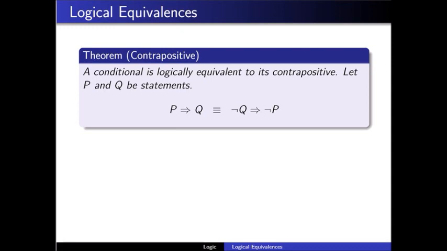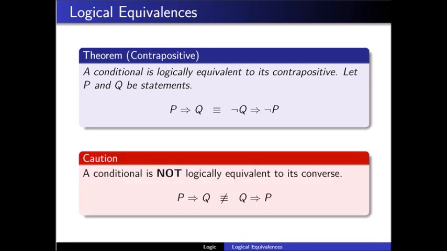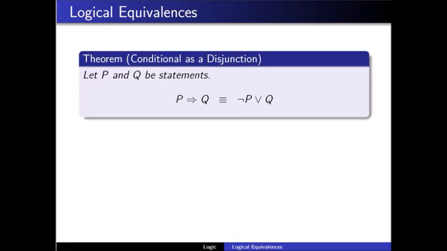As it turns out, this is a correct observation. A conditional and its contrapositive are logically equivalent, and here we see it in the form of a theorem. P implies Q is logically equivalent to its contrapositive, not Q implies not P. However, the converse is not logically equivalent to the conditional, and both of these can easily be shown again by using truth tables.